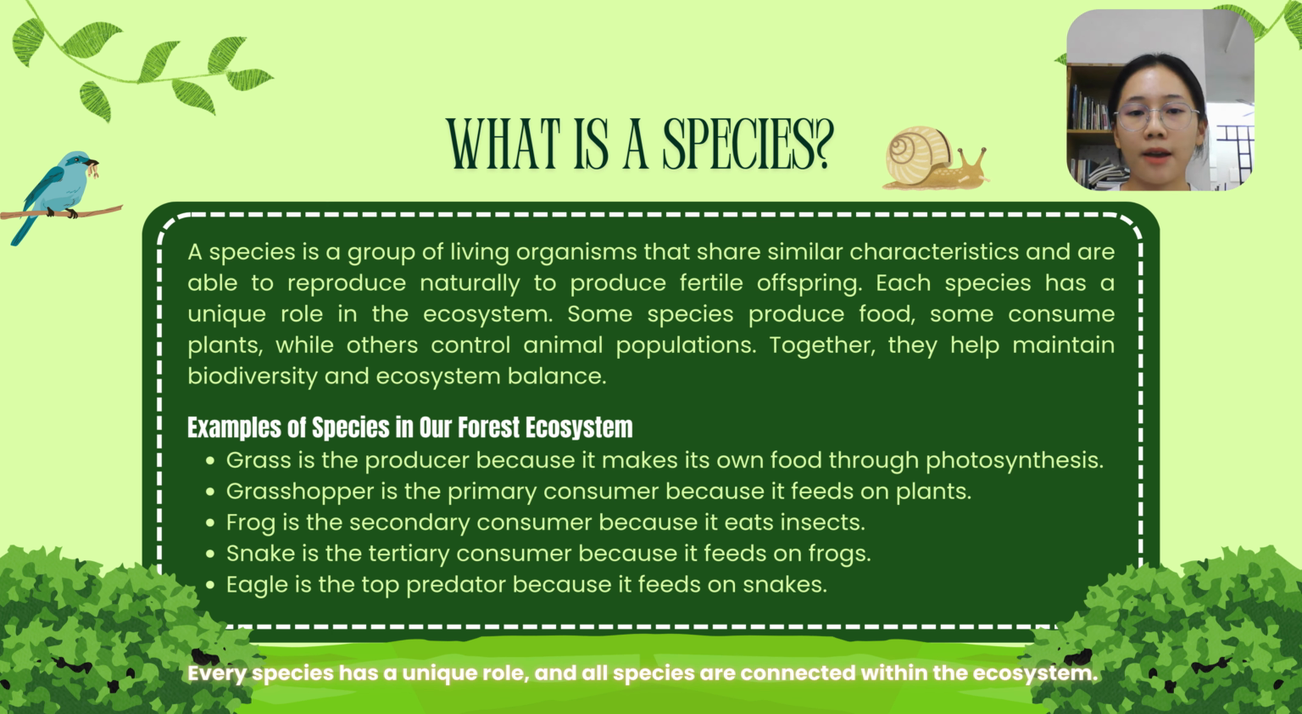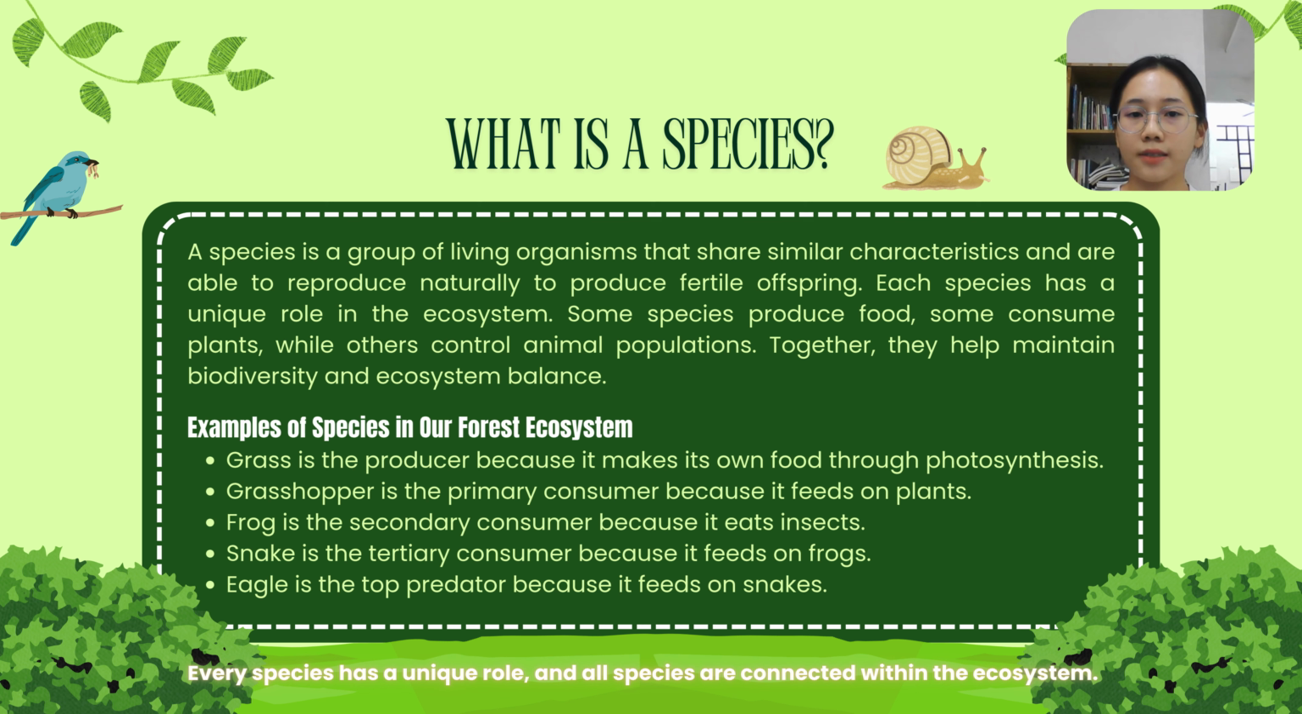For example, in my forest ecosystem, the grass is a producer because it can produce its own food through photosynthesis. The grasshopper is the primary consumer because it feeds on grass. The frog is the secondary consumer because it eats the grasshopper. The snake is the tertiary consumer because it preys on the frog. Finally, the eagle is the top predator because it feeds on the snake.